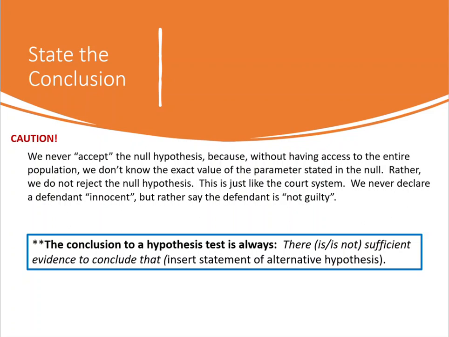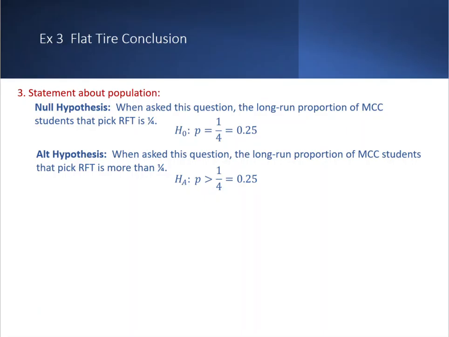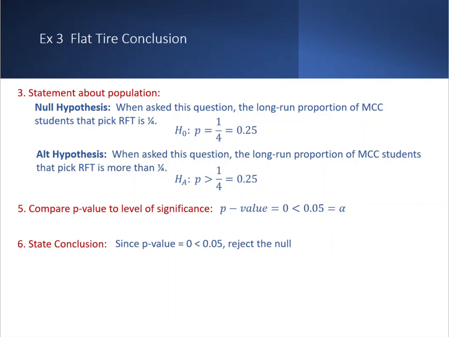Now let's go back and look at that flat tire example we were looking at. Remember, these were our two statements about the population. We've got the null and the alternative. And our conclusion is only based on the alternative. We found, since the p-value was less than alpha, that we are going to reject the null hypothesis. So how does that look? If we reject the null, we're actually in favor of the alternative.